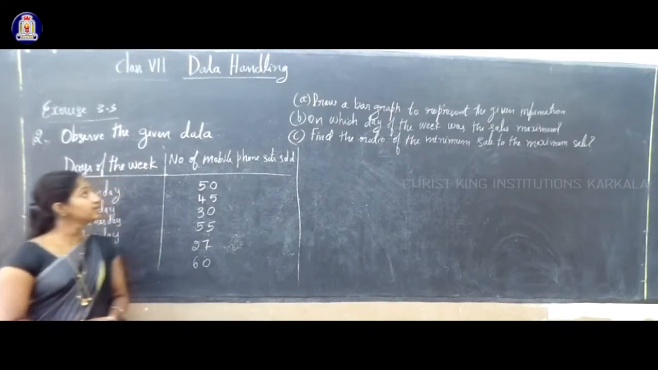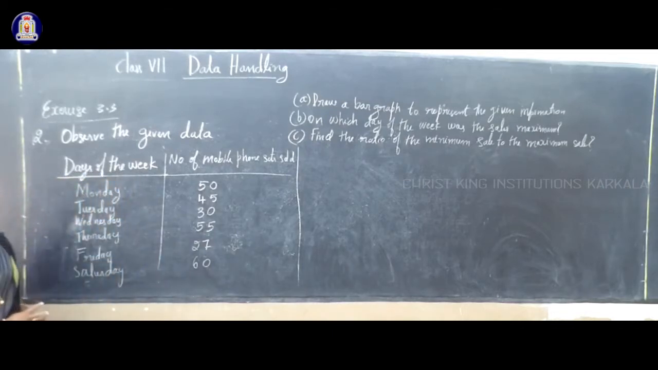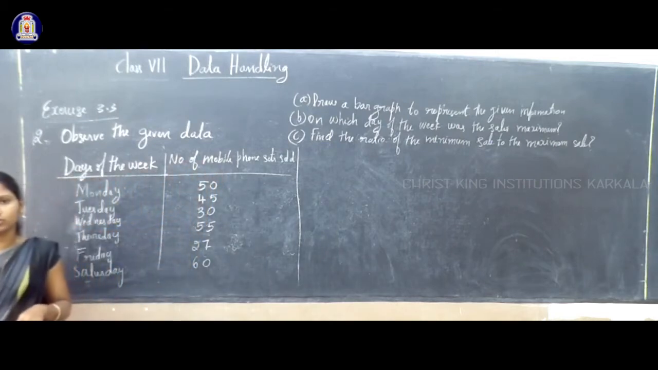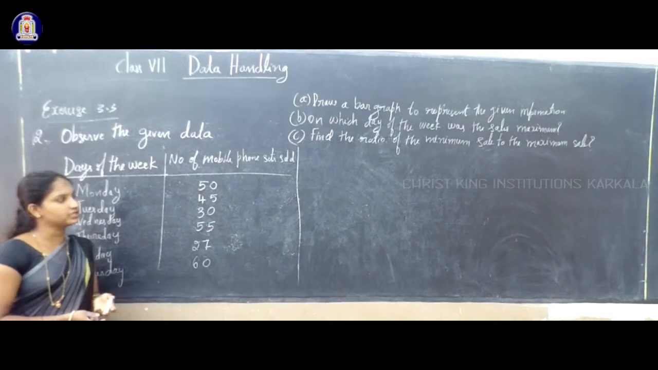Okay, the next question is the second one. Observe the given data and answer the following. First, see the table is given like this: days of the week. Given are Monday, Tuesday, Wednesday, Thursday, Friday, Saturday. Clear? Next, in the second column it is given: number of mobile phone sets sold.